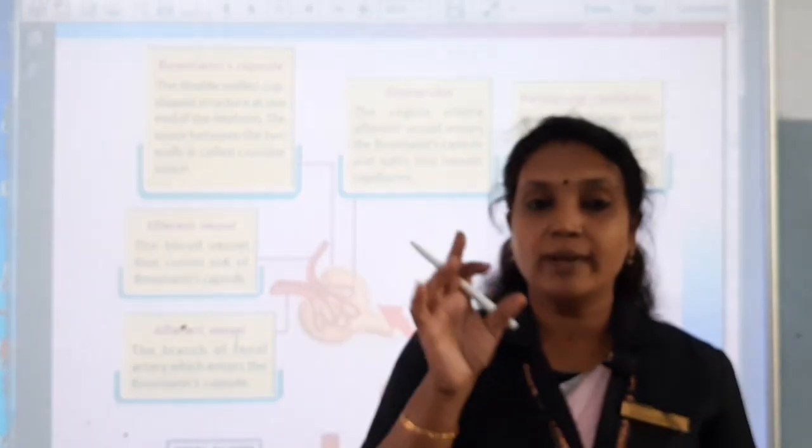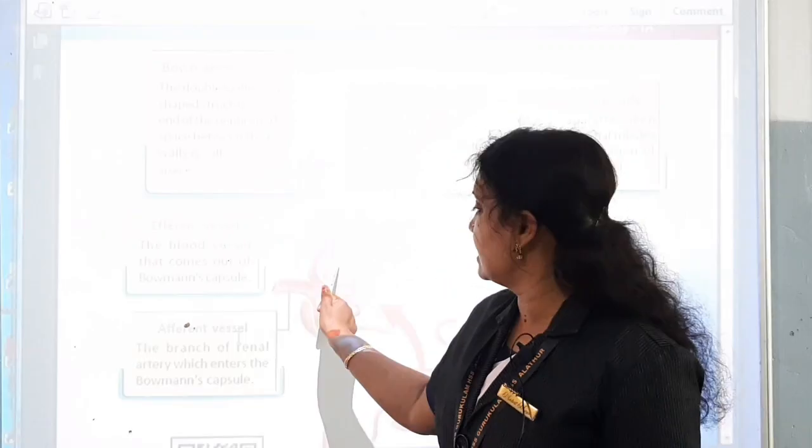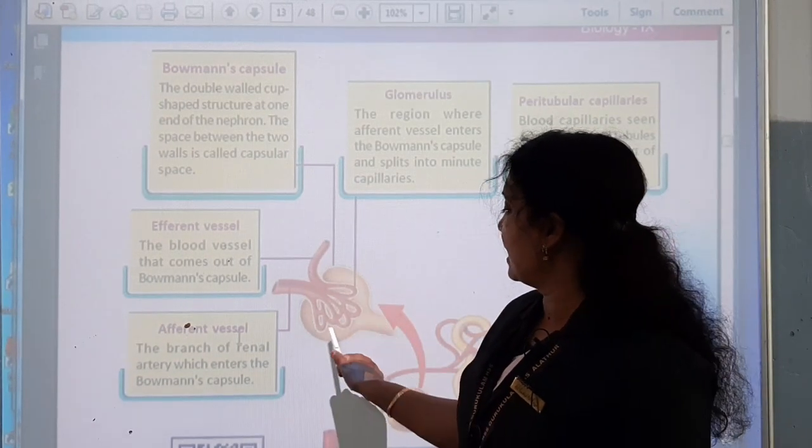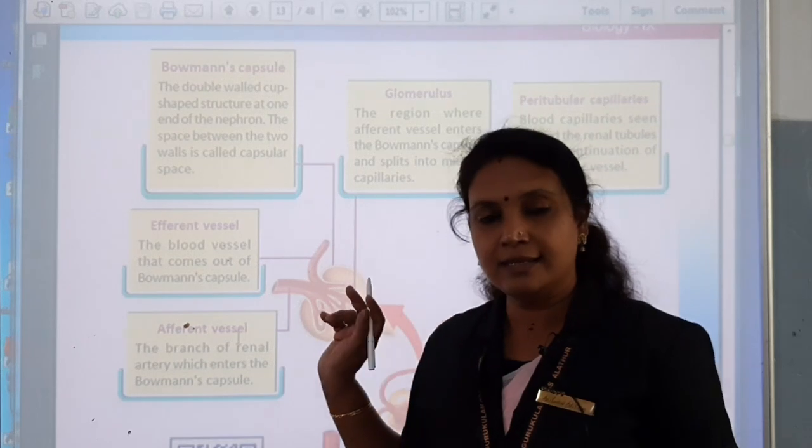So Bowman's capsule is a cup shaped double walled structure at one end of the nephron, and the space between the two walls is called the capsular space. So this is Bowman's capsule and this is the capsular space. Is that clear all of you?